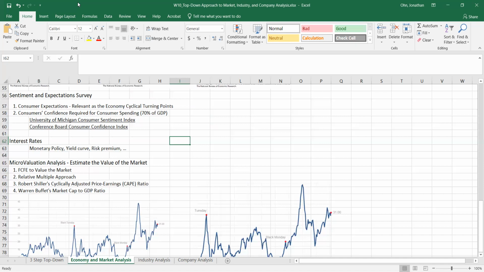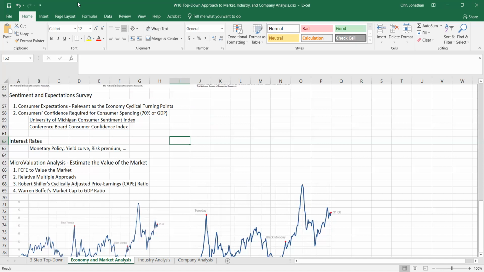And interest rate also is important, right? That is primarily a macroeconomic variable related to monetary policy and the cost of capital and so forth. In micro valuation analysis, this one is trying to estimate the overall market value or overall market condition, right? We learned how to do the free cash flow to equity approach and the relative multiple approach.